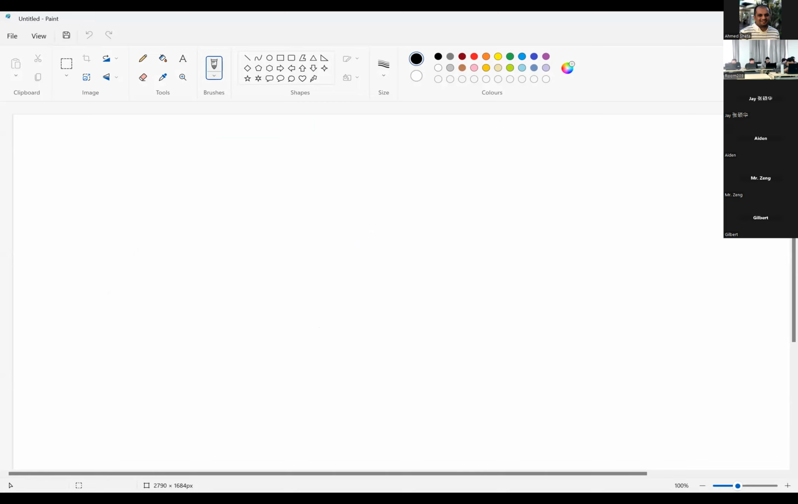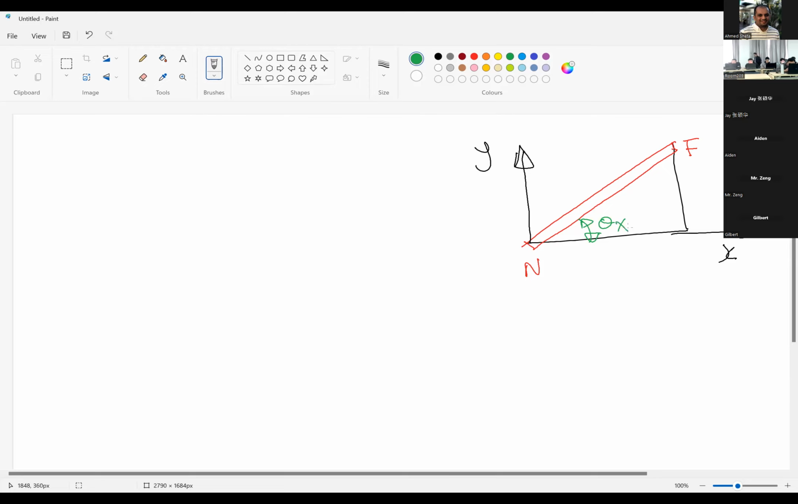So what I was saying is, if this is our member F, this is the y axis and this is the x axis. We give this angle the symbol theta x, because it is the angle with the x-axis, and this angle is theta y.